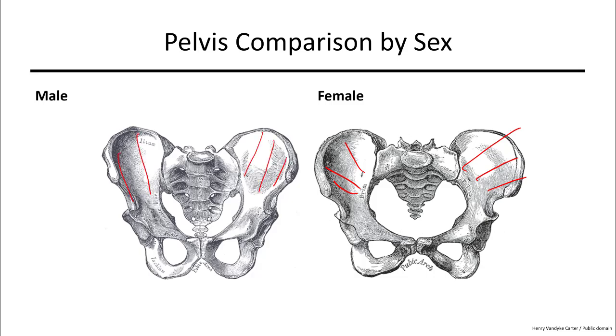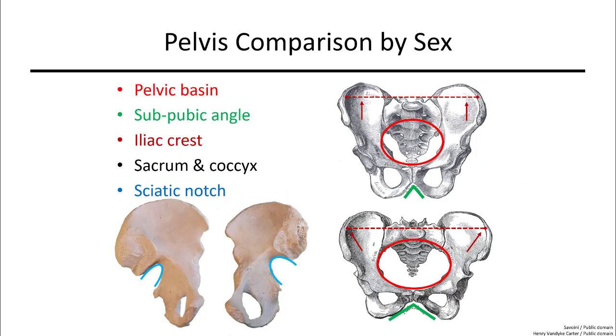more vertical in males. In this view, we can see the male pelvis here, as well as the male ossa coxa there. The other one is then the female. So then we can see that the pelvic basin in the male is much smaller than it is in the female. We can see the subpubic angle indicated in green is much narrower in the male compared to the female.